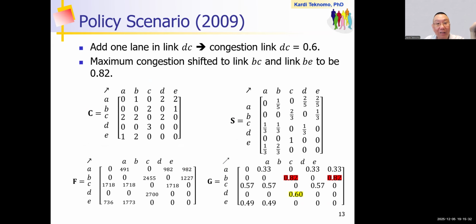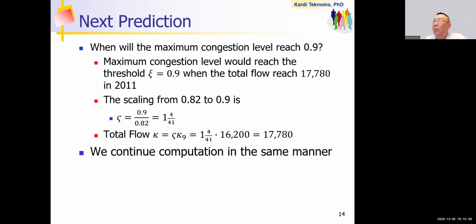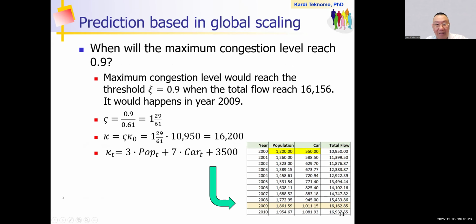So then again, you will ask when it will become 0.9. Then you divide, to get the scaling, the same technique. So when will 0.82 become 0.9, you get the scaling. I repeat the same thing, only with a different number. So 0.9 divided by 0.82, this is the scaling. You multiply by that 16,200, which is in 2009, right? So now it becomes the new kappa, which is 17,780. Then you go to the table from a while ago. When will it happen?